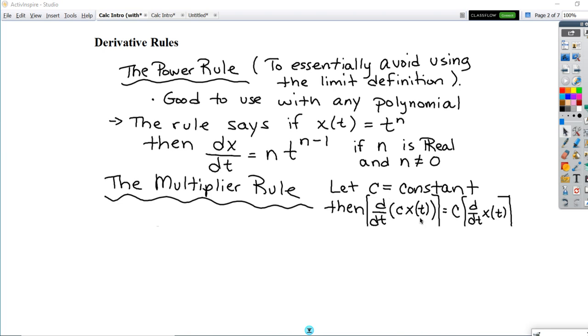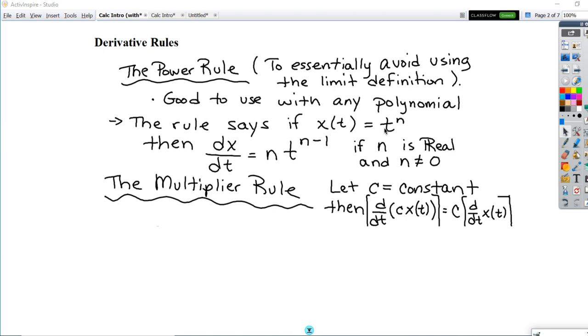So again, it basically says you can remove the constant, find the derivative, because we're assuming that maybe this x of t is something like this. So imagine this being c t to the n. Well, I know that the derivative of x of t, where x of t is t to the power n, is n t to the n minus 1.